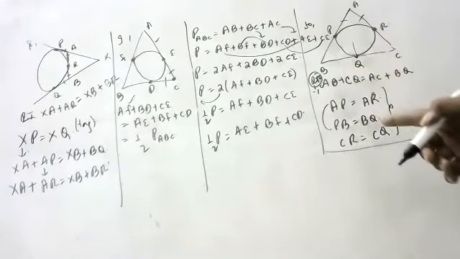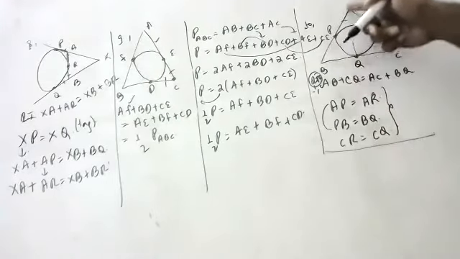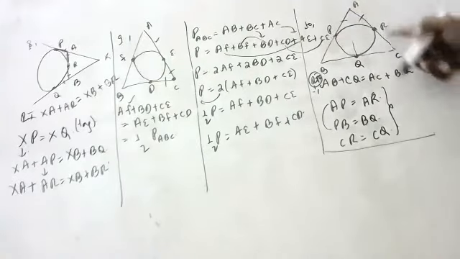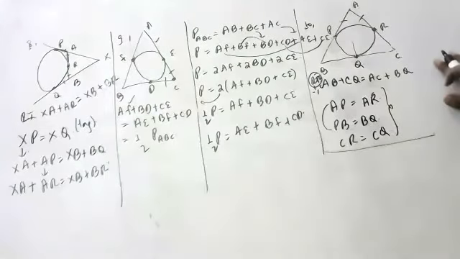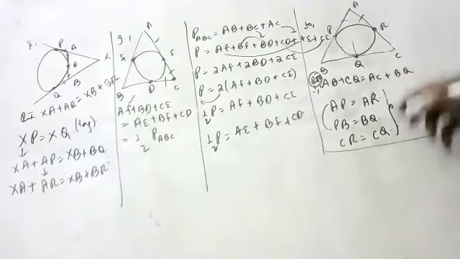Sir, can't we say that AB equals AC because tangents meeting at a point are equal? No. This is not a tangent from here. This can't be tangent. This can be tangent. What will we do? Sir, I will tell what we will do.